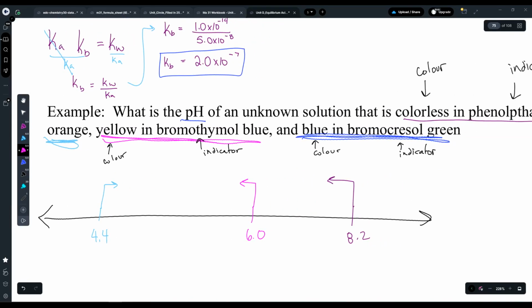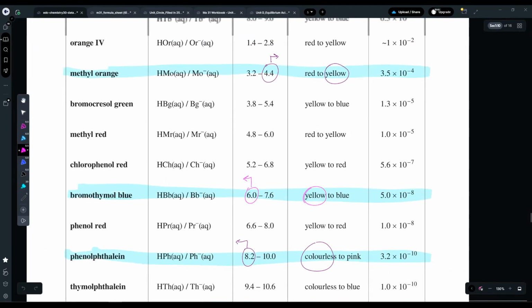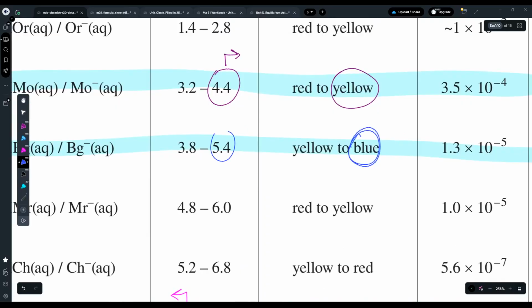Okay, and then last but not least, we have blue in bromocresol green, so let's find that. Blue is the right-hand color, so it's going to correspond with the right-hand number. So at a pH of 5.4 and above, bromocresol green is going to be blue.